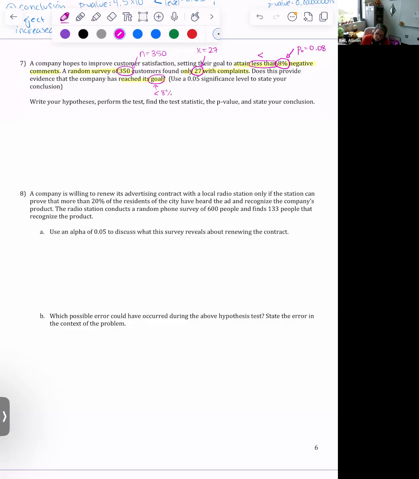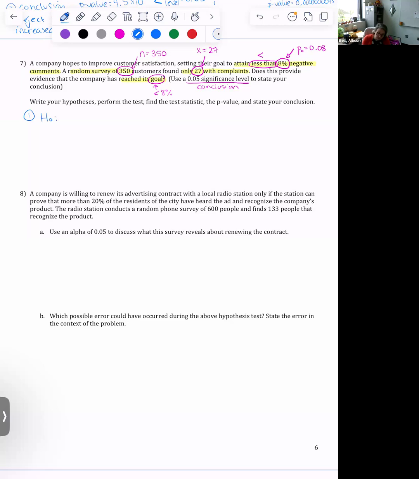I was about to write 80. Okay. And then it says use a 0.05 significance level. So underneath that is reserved for the conclusion. Write your hypotheses, perform your test, find your test statistic and your p-value, and state your conclusion. Okay, we got this. It is not asking us to check the conditions. So we are going to immediately go into step 1, which is to write our hypotheses. This one will look a little cleaner for that reason.